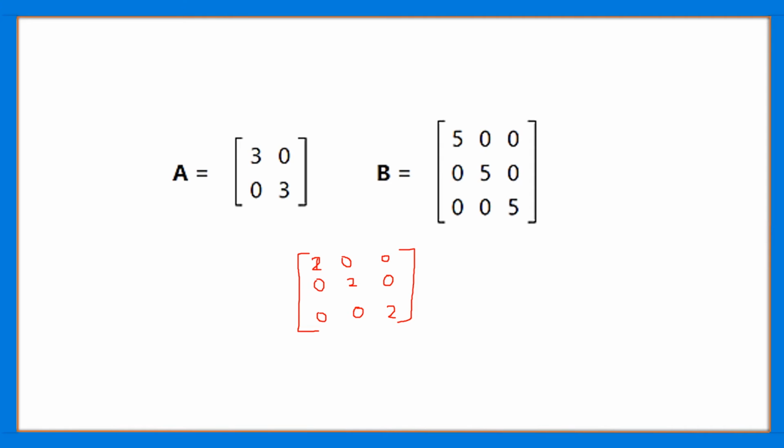Yes, it is a scalar matrix. Since all the diagonal elements of this matrix are the same, that is 2, and the rest of the elements are 0, therefore it is a scalar matrix.